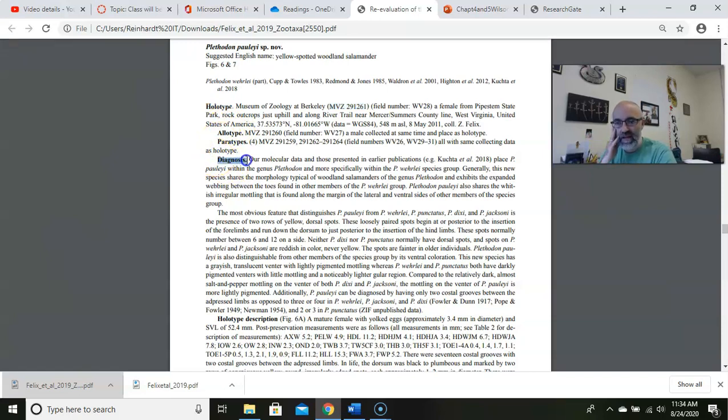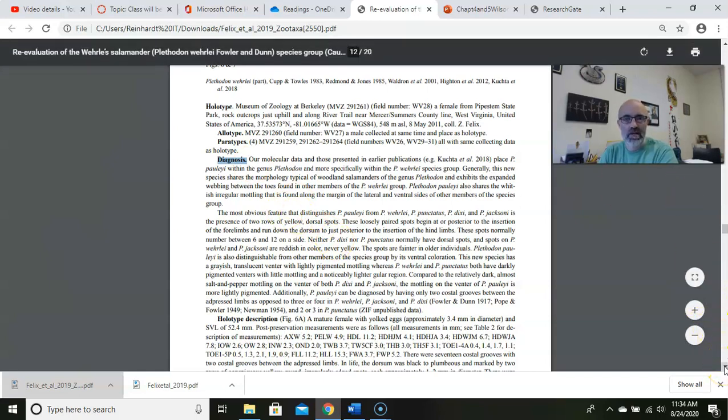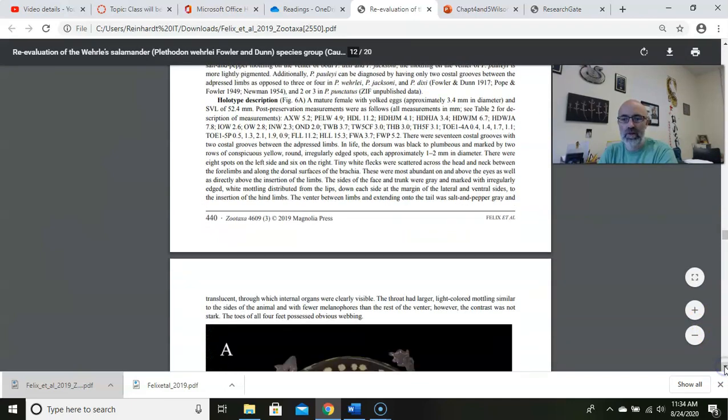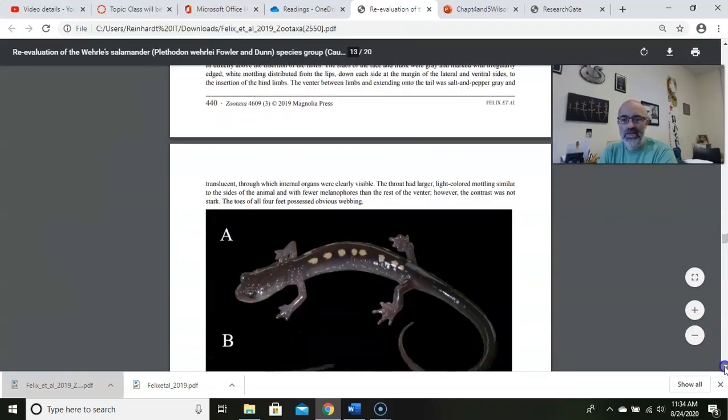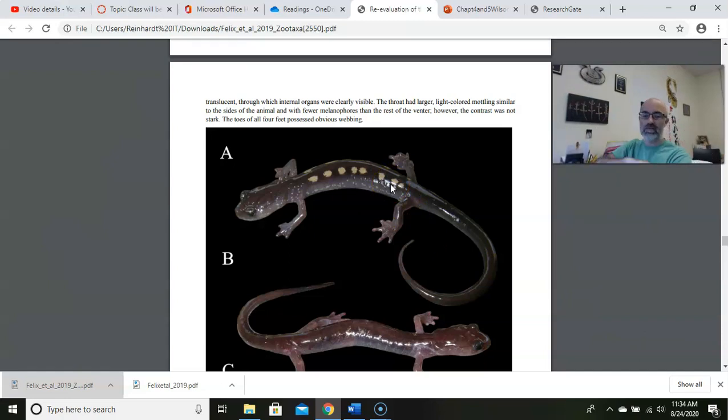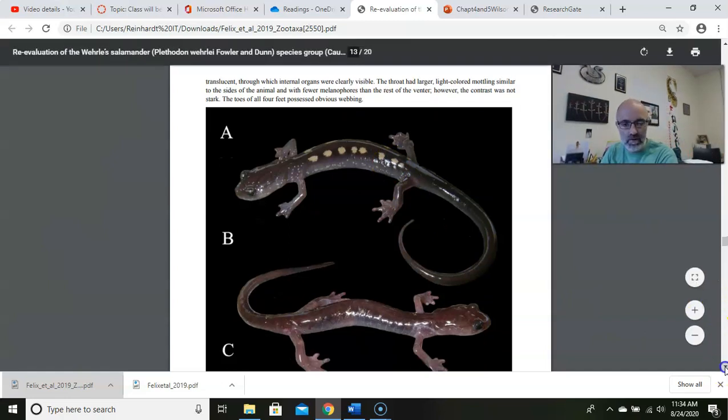Diagnosis tells us how to tell Plethodon pollyi from every other species of salamander known on Earth. This tells us how it is unique and how to be able to diagnose it as being Plethodon pollyi. Okay, this is a description of that individual animal. Here she is in life. Again, this is her. See the same spots.